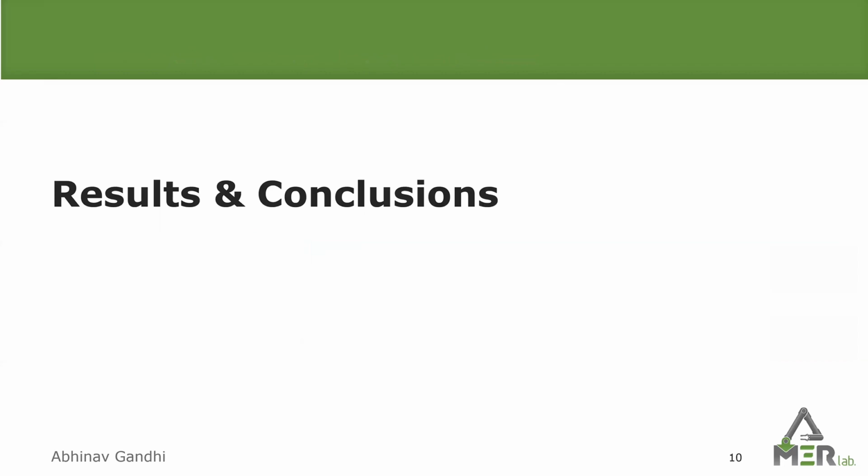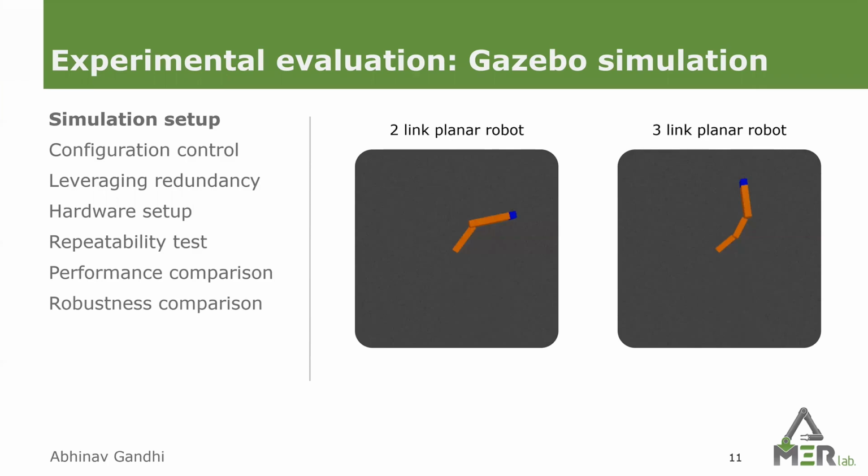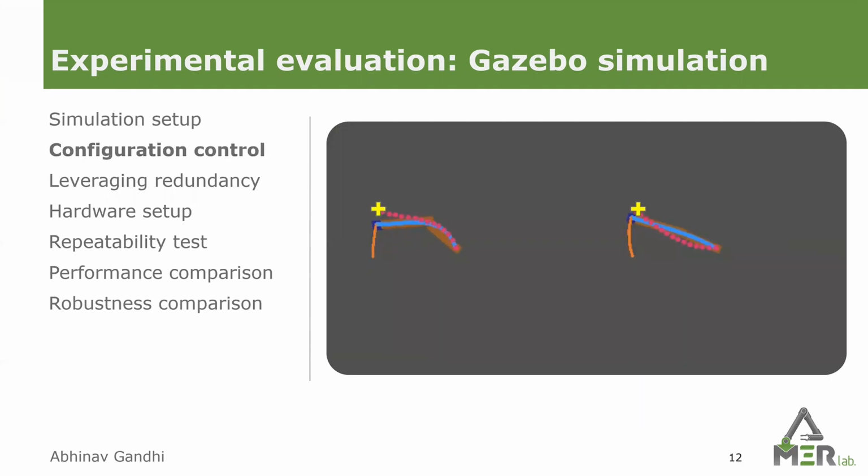We perform experiments in simulation and on a real robot, and compare the effectiveness of our skeleton-based adaptive image-based visual servoing method to traditional adaptive image-based visual servoing algorithms in literature. Images shown here represent the 2-link and 3-link planar robots used in our Gazebo simulations. The proposed skeleton-based visual servoing method allows us to control the final configuration of the robot for a given target position. This is not possible using existing image-based visual servoing algorithms.